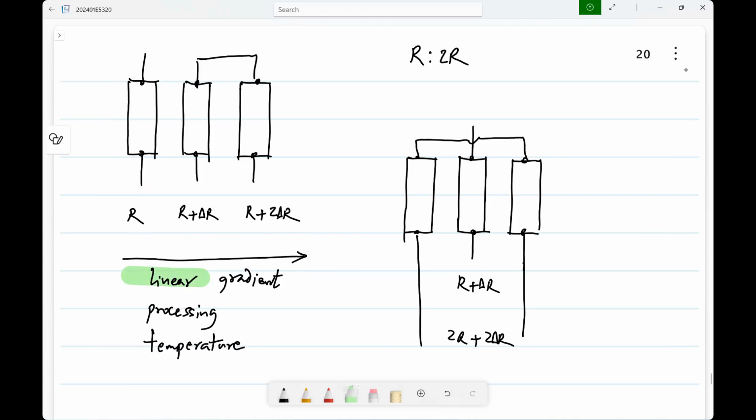So what is the property between two elements that have to be matched with linear gradients? I think you know what this is. It's called common centroid. If you have the same centroid for the two elements, then any linear gradient will cancel out by the definition of the centroid, right? You know what centroid is, right? If not, go look it up. But this is called common centroid.